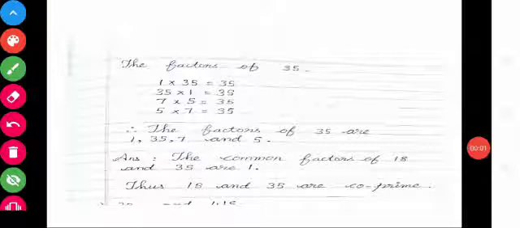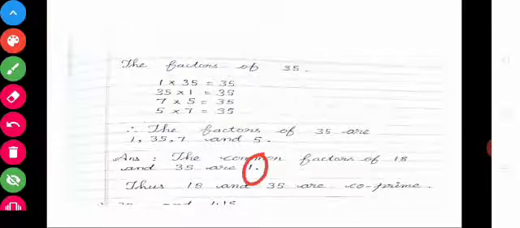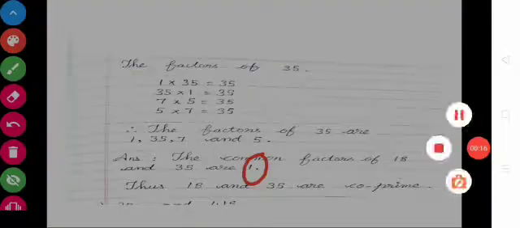Why are we saying co-prime? Two numbers having only 1 as a common factor. So the numbers 18 and 35 have the common factor 1. So these two numbers are co-prime numbers.